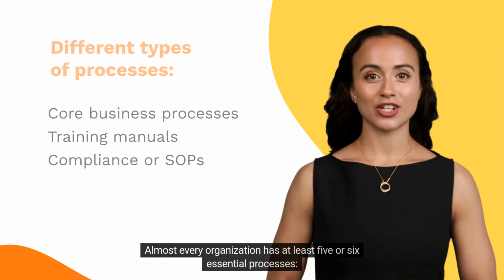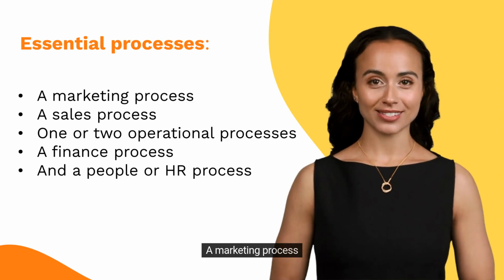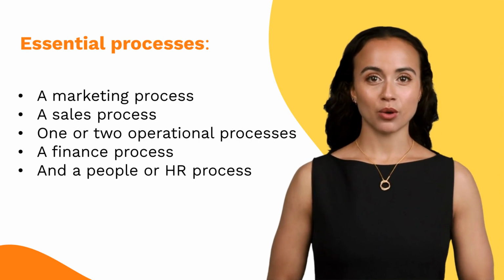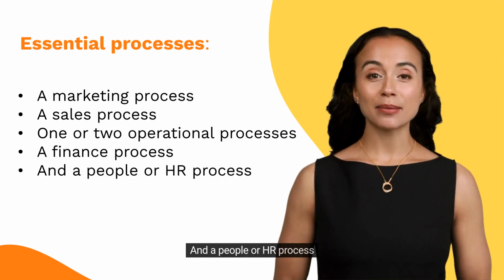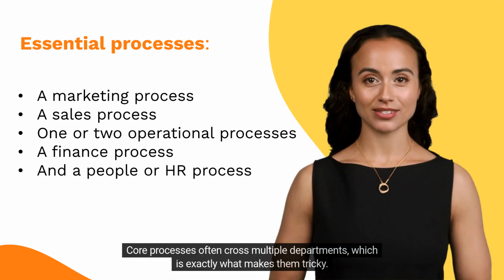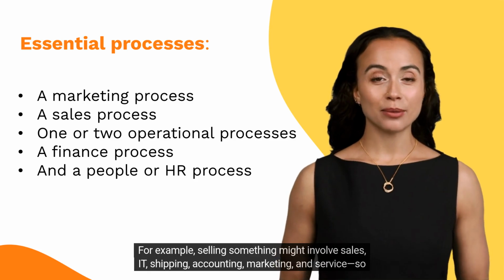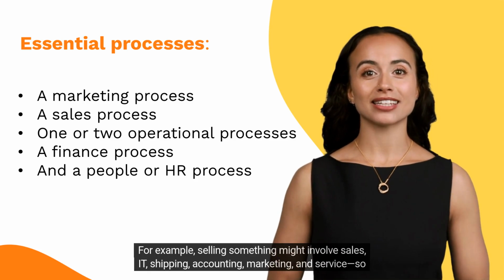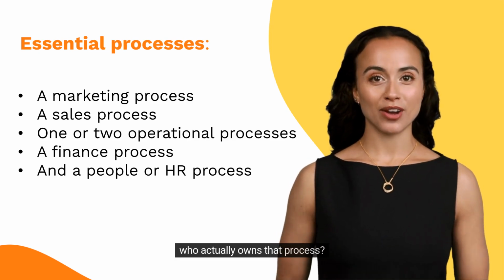Almost every organization has at least 5 or 6 essential processes: a marketing process, a sales process, 1 or 2 operational processes, a finance process, and a people or HR process. Core processes often cross multiple departments, which is exactly what makes them tricky. Frequently, no one is clearly accountable for the process. For example, selling something might involve sales, IT, shipping, accounting, marketing, and service, so who actually owns that process?